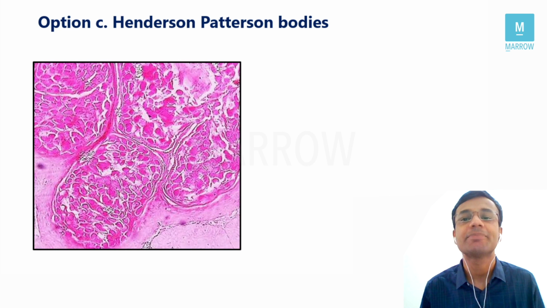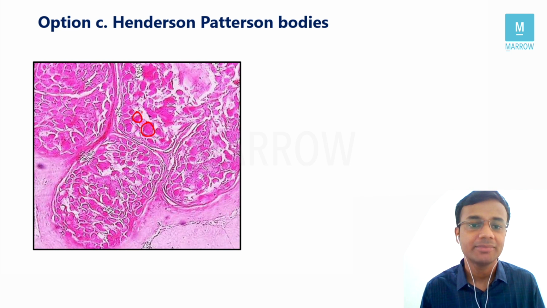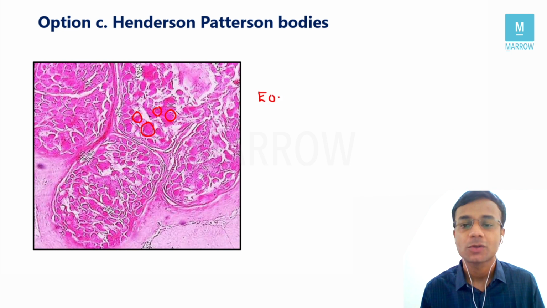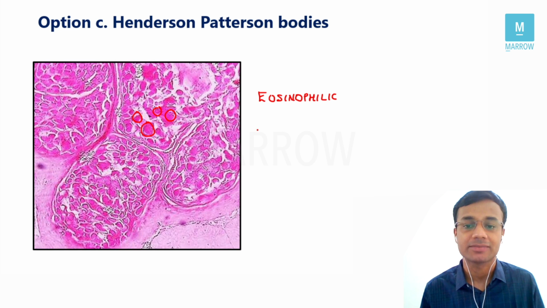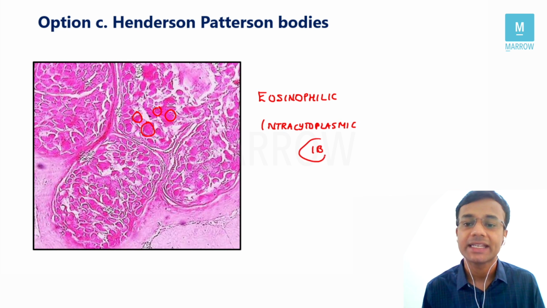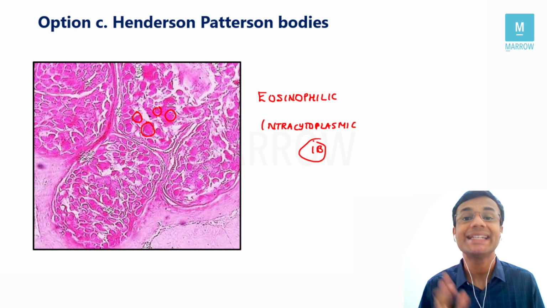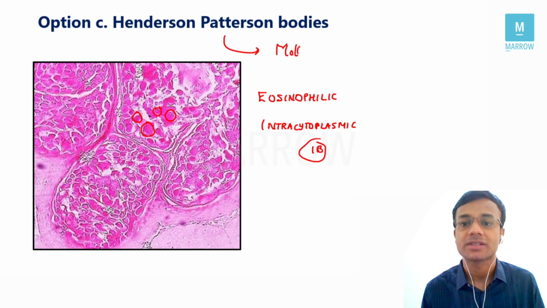Option C was Henderson-Patterson bodies. So what are these bodies? You can see them. They are eosinophilic. So point number one, they are eosinophilic. Point number two, the inclusion bodies are inside the cytoplasm, so they are intracytoplasmic inclusion bodies. And these eosinophilic intracytoplasmic inclusion bodies, called Henderson-Patterson bodies, are very characteristic of molluscum contagiosum. So that's an important point to remember.